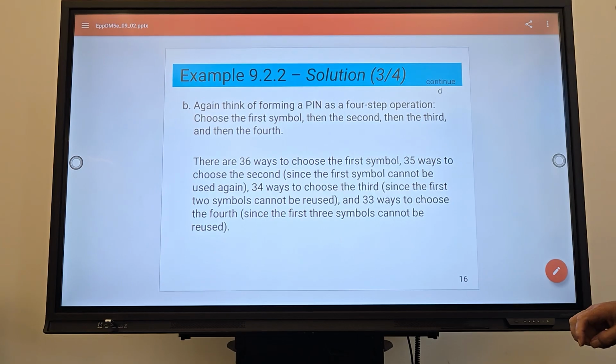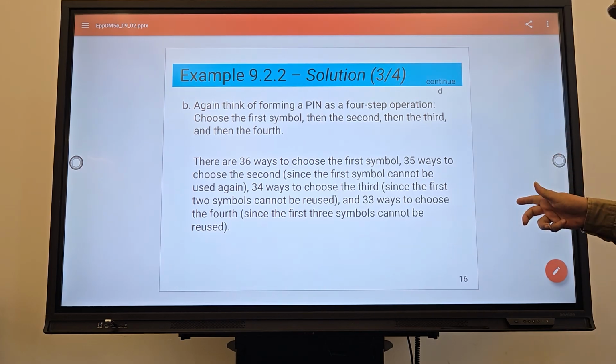So, with no repetition, choose the first symbol, then choose the second, then the third, then the fourth. There are 36 ways to choose the first symbol, 35 ways to choose the second, since the first symbol cannot be used again, 34 ways to choose the third symbol because the first 2 symbols can't be used, and likewise, 33 ways to choose the fourth. So, use the multiplication rule: 36 times 35 times 34 times 33.